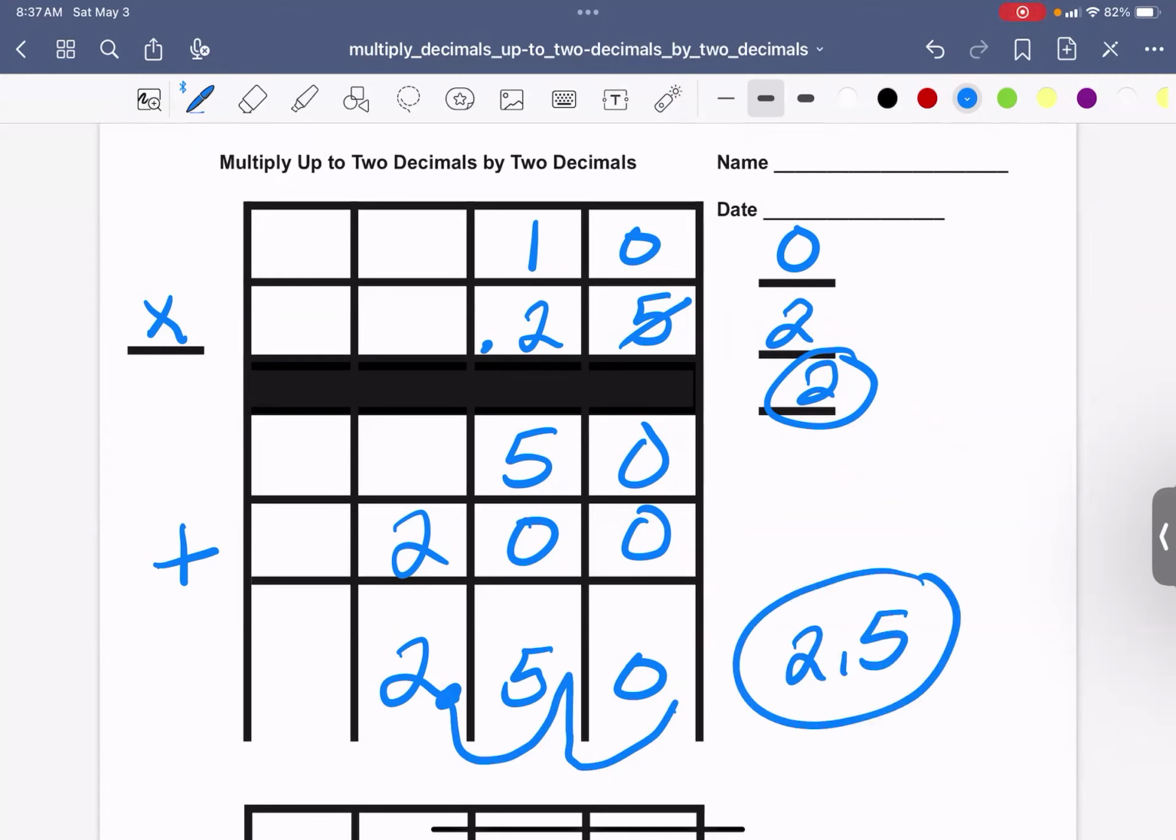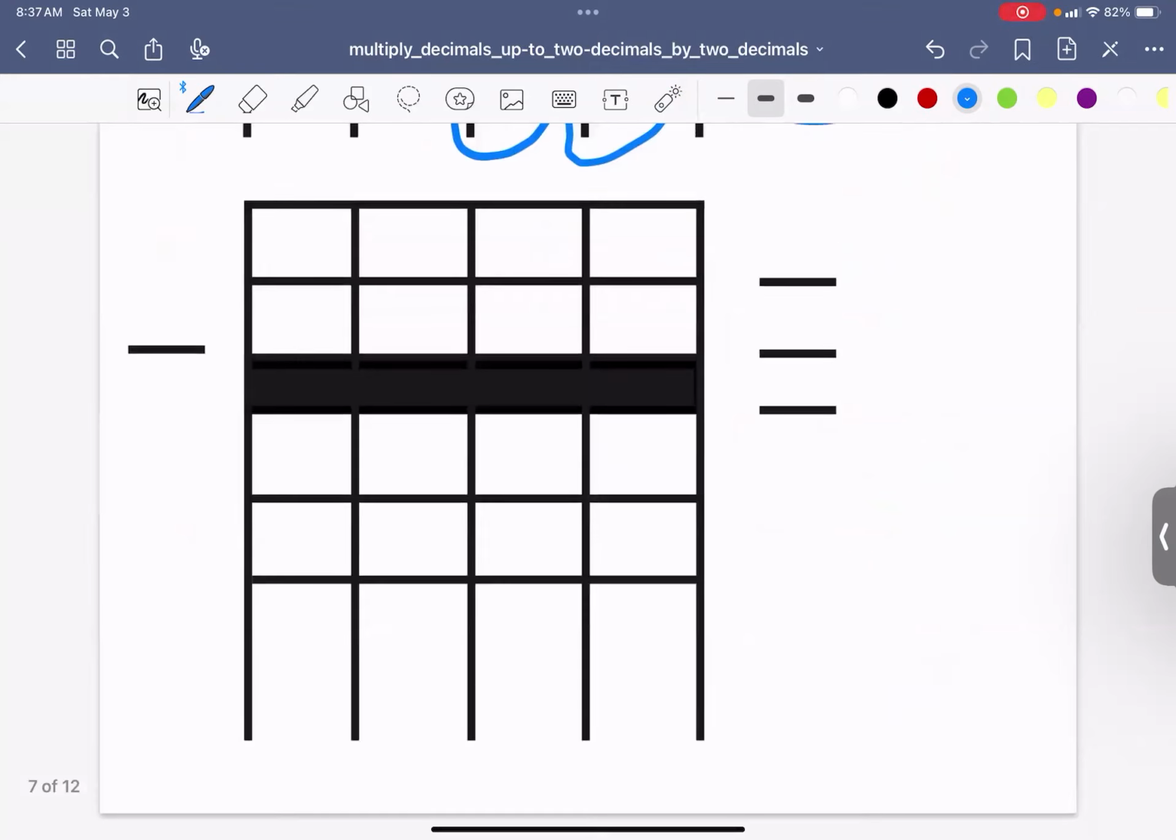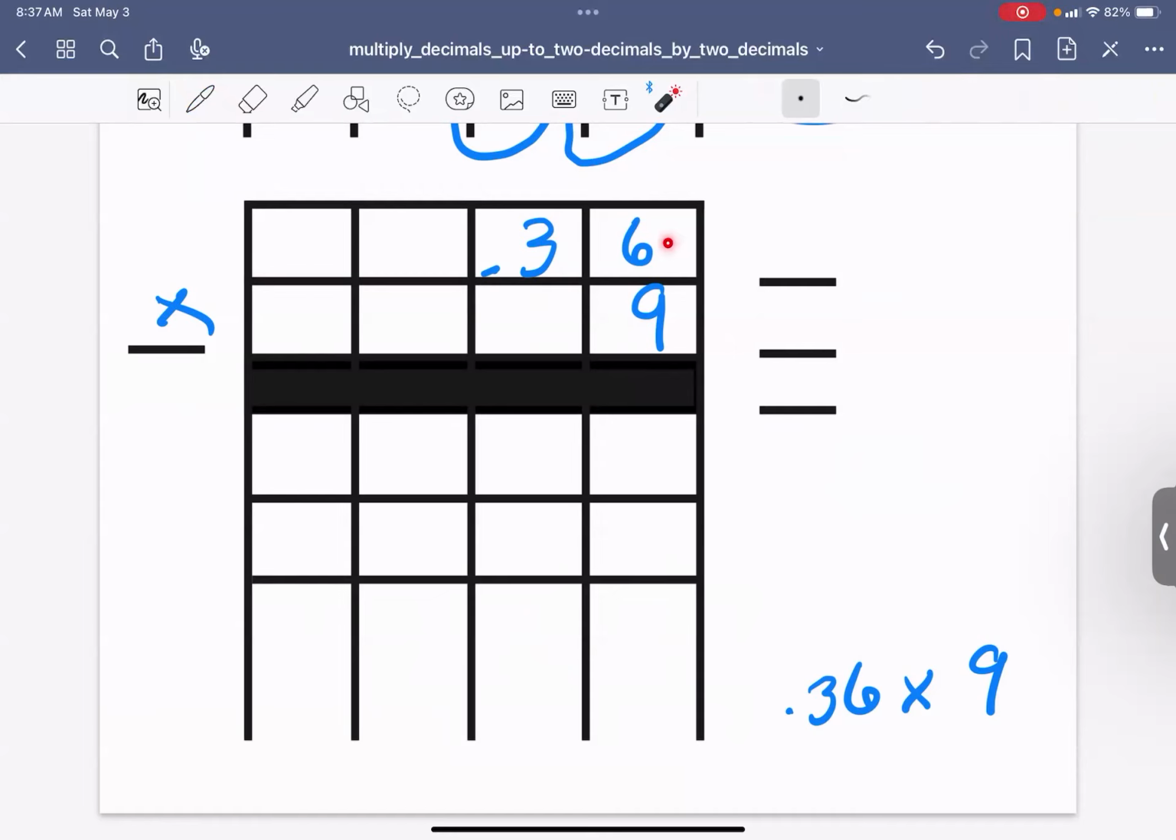I'm going to do one more. Let's say I have 0.36 times 9. So you want to remember when you're lining up the numbers, you're not looking to line up the decimals when you're multiplying. You're just looking to line up the numbers, and then you worry about the decimals afterwards. So the decimal was moved here 1, 2 times. Decimal was moved 0 places in the 9. So in our final answer, we'll have to move the decimal 2 times.